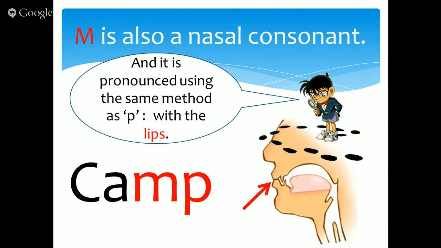So M is also a nasal consonant. But this time, instead of using our tongue, we're using our lips. And even crazier, we see what's happening here. The P is also pronounced using the lips. The M is pronounced using the lips. This is oddly familiar to what we saw before with the N, and whatever came after it were pronounced the same way. Here we have M and P both pronounced the same way.